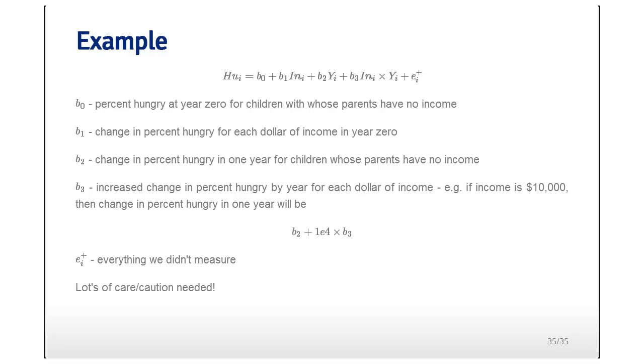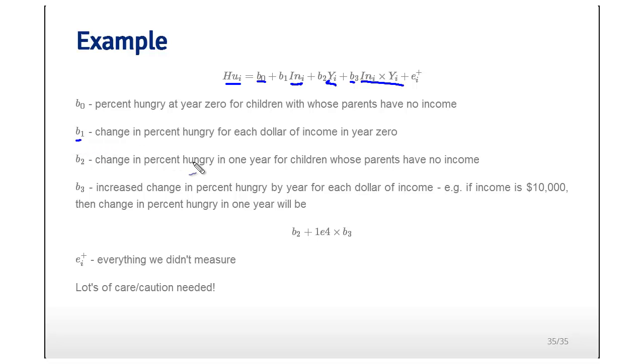So here is our outcome again, which is the percent hungry. Here is our intercept. Here, IN in this case is income. We're putting income in as a variable. So here we have income, year. Beta 1 for income, beta 2 for year, and then beta 3 for income times year.